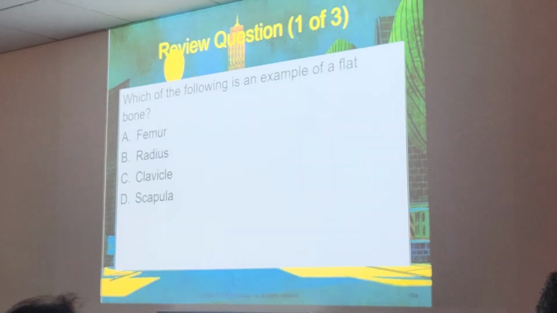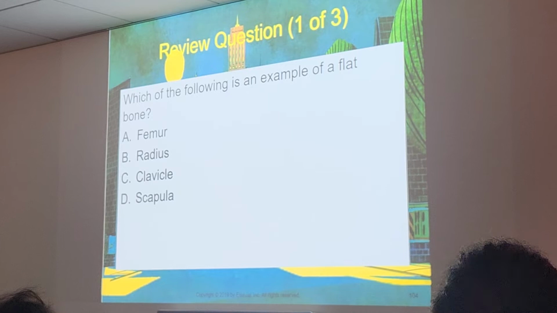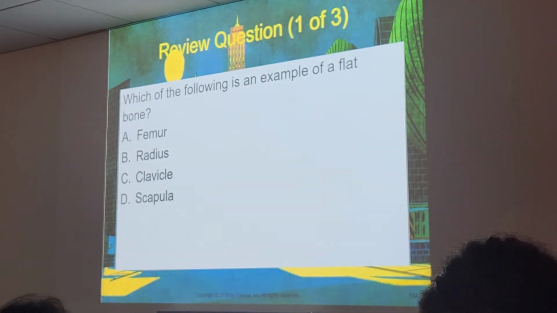Radius is also long, and the clavicle is considered a long bone also because of the long shape of it. People often miss that one and don't realize it; they usually call it a short bone, but it's actually considered a long bone. So I would put a star by that because people miss that all the time.